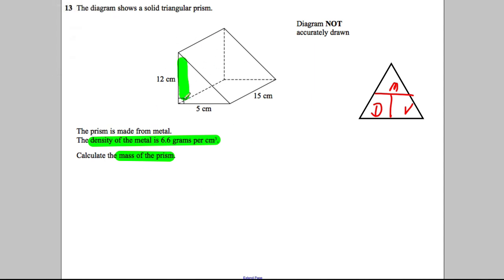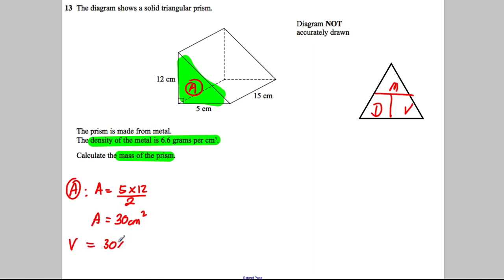So the first thing we'd want to do is we work out the area of the face and multiply it by 15. So the area, we'll call it A. The area is going to be base times height divided by 2. So 5 multiplied by 12 divided by 2. Now 5 multiplied by 12 is 60, and half of 60 is 30 centimeters squared. So that's the area. So the volume would be the 30 multiplied by 15, which would equal 450 centimeters cubed. Okay, so that's the volume.